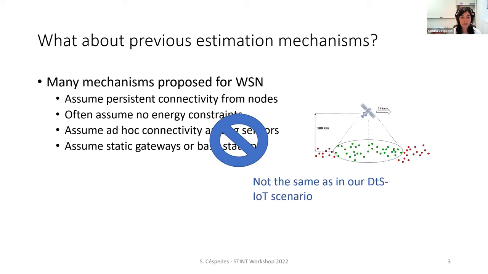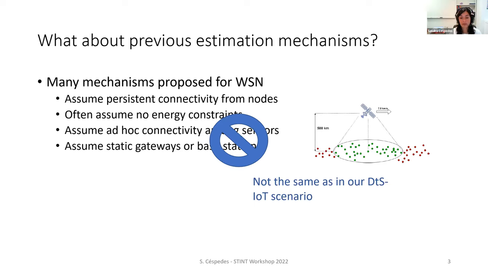So none of these assumptions work for our DTS IoT scenario, in which we have gateways that are moving. We have a variable number of nodes here. The nodes don't have a connection to each other because they only have a wireless connection toward the satellite, not to the other nodes. And of course, they don't have a persistent connection, especially if we have a sparse constellation. So in that case, they don't have this persistent connection.